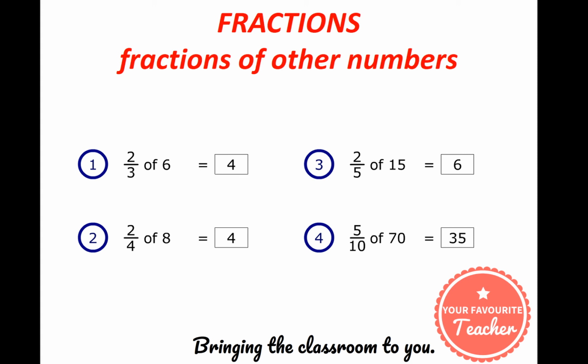Number 3, we could have said 15 divided by 5, that is 3, and 3 times 2 is 6. Or we could have said, what is 2 15s? 2 15s are 30, and 30 divided by 5 is still equal to 6.